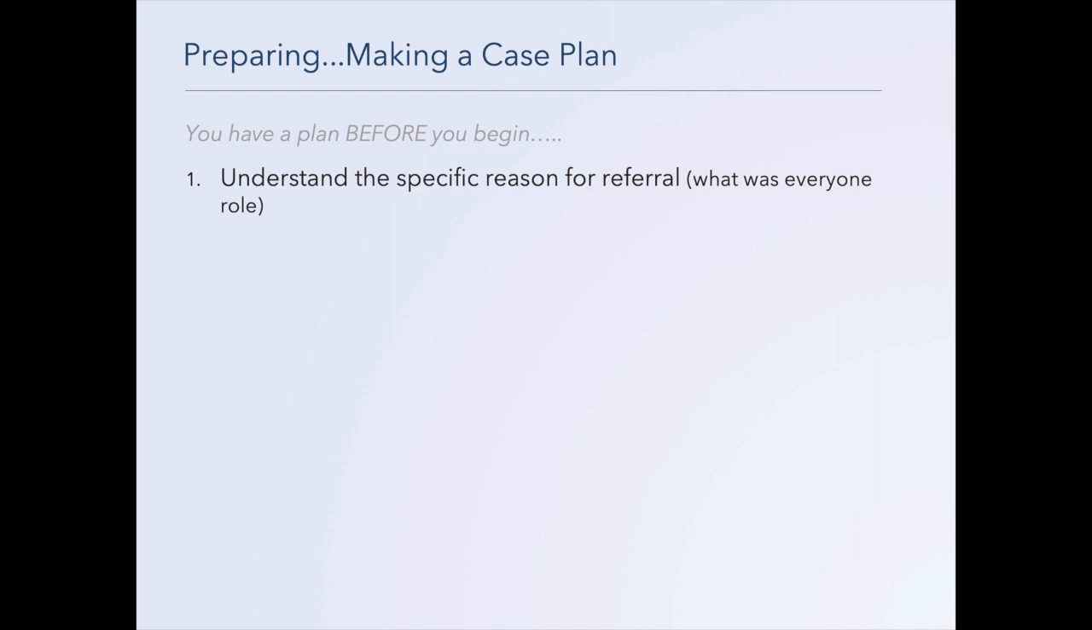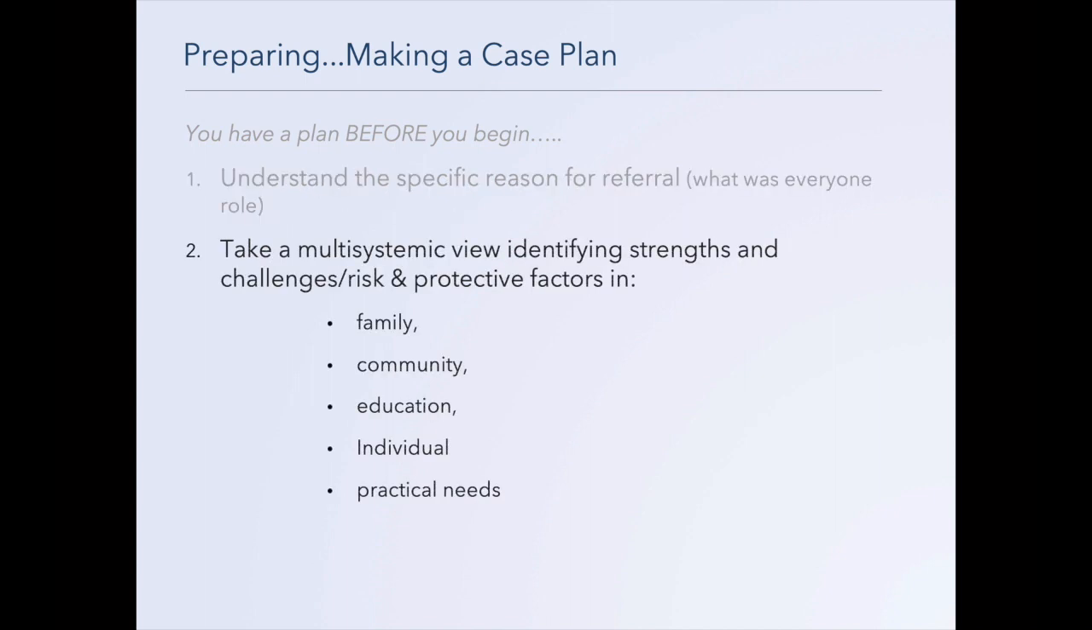The point at this time is to be able to pull that plan together with the needs of the family from the intake and other things. First of all, you'll need to have a specific understanding of the reason for the referral. It is important to know why they came. That's the least a family can expect from us, is to know why they're there and what role everybody has in that problem. You want to take a multi-systemic view.